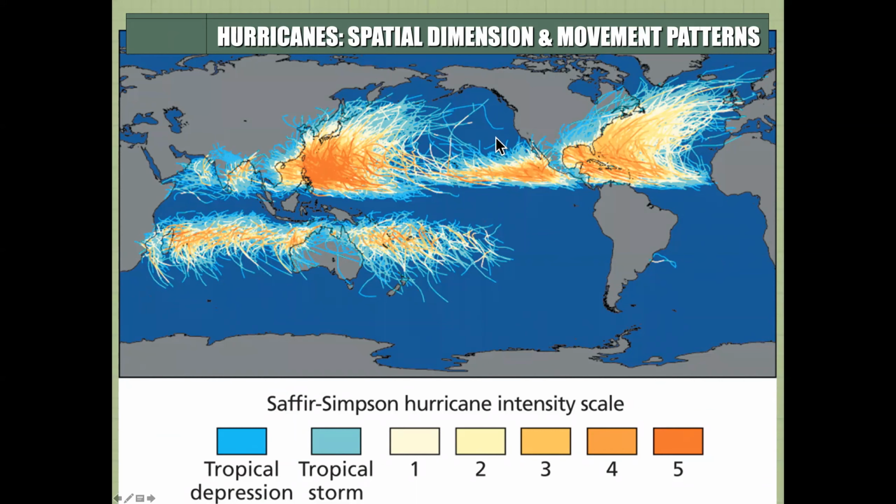Okay. They tend to be more frequent and stronger in the Pacific because this is where the hottest ocean waters are found. By the way, the island of Guam is like right about here. They get on average 4 storms a year.